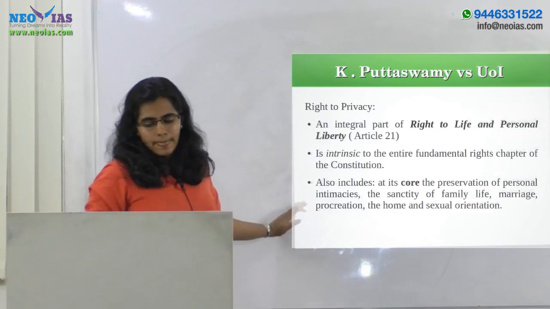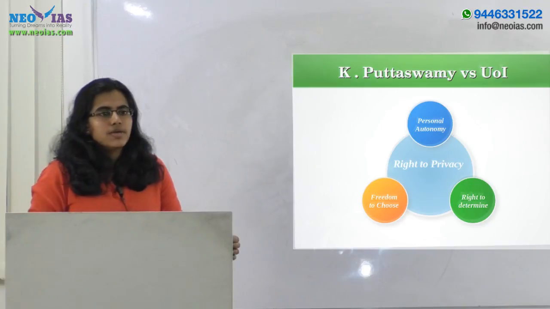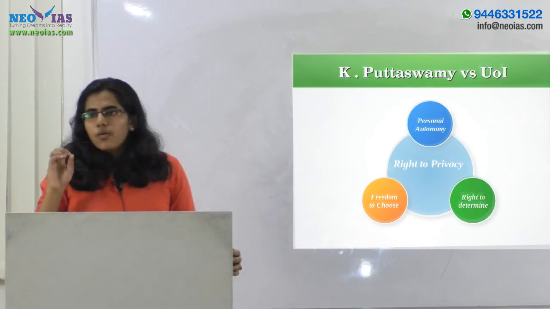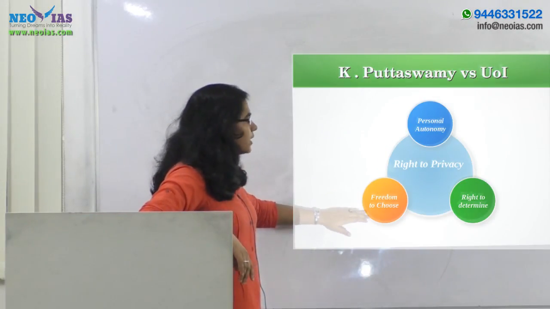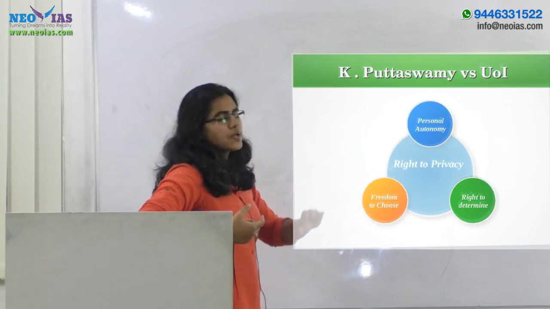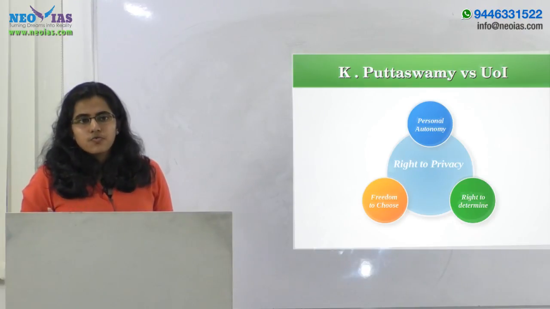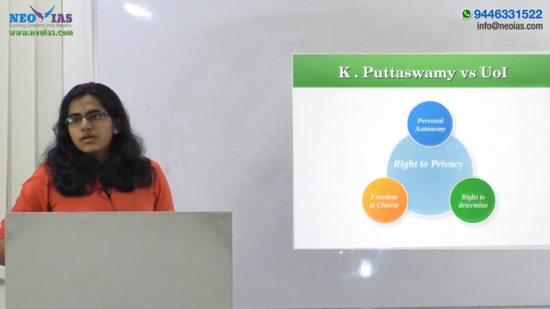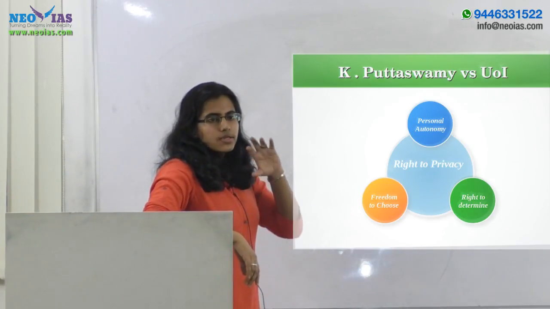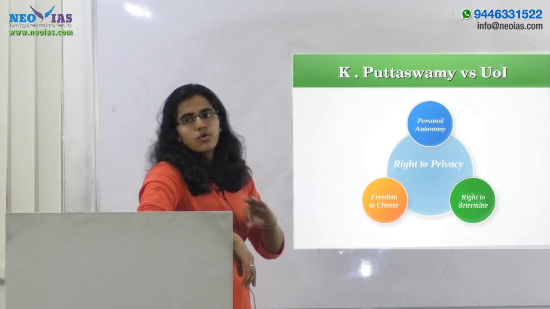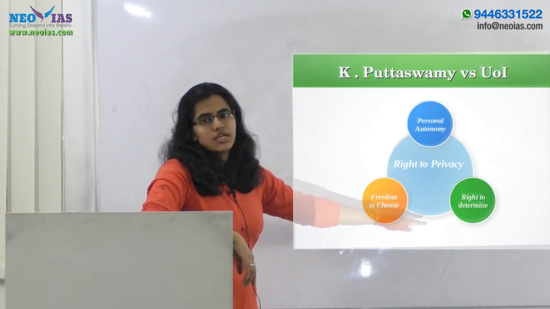Now more was said. In this judgment, it was also noted that three elements form the core of the right to privacy. Now what are these three elements? The first thing is personal autonomy. The second thing is the freedom to make choices. The third thing is the right to determine. Right to determine means the right to determine what your data will be used for, and you will have control over your data, which in turn means information privacy. So when you summarize all the judgments, you can say that three elements lie at the core of the right to privacy: personal autonomy, freedom to make choices, as well as information privacy.